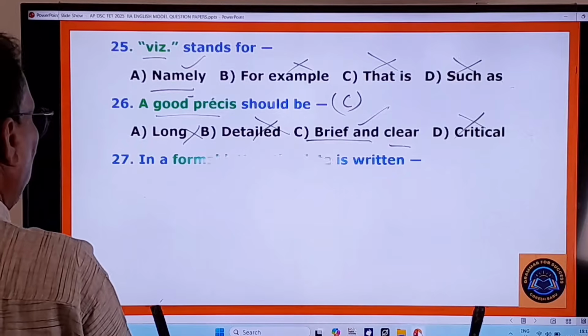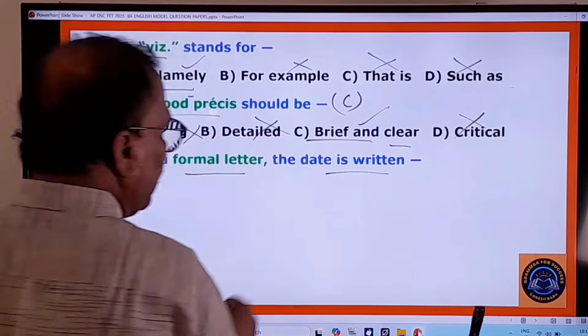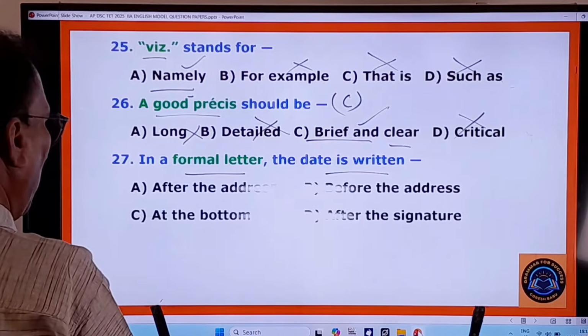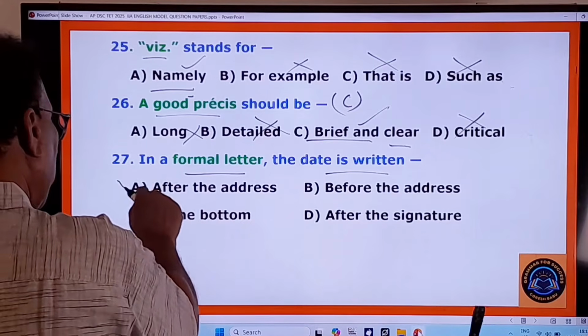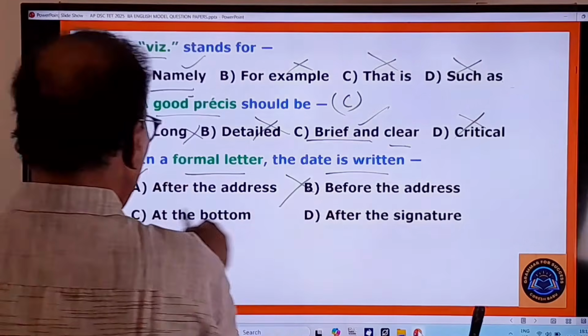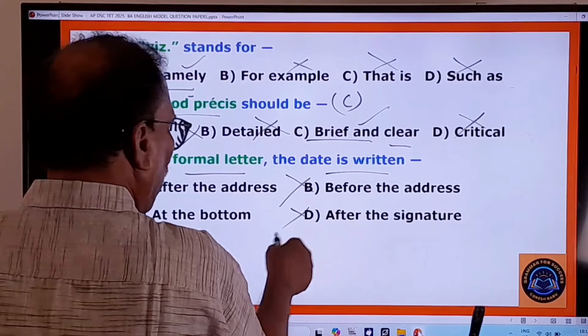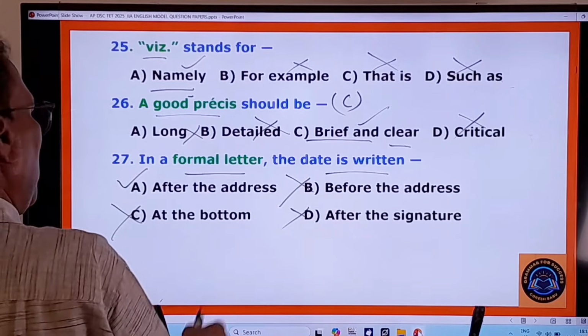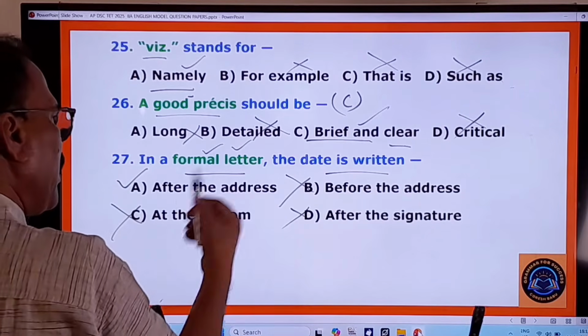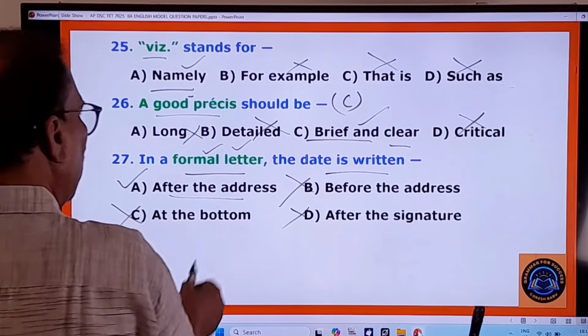And you go to the 27th one. In a formal letter, the date is written where? Let us look at the given options. After the address, the very first one is the right one. Not before the address, not at the bottom, not after the signature. Because in a formal letter, in an official letter, the date is written immediately after the address.